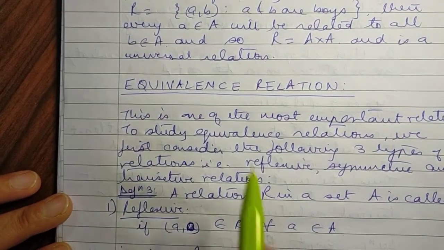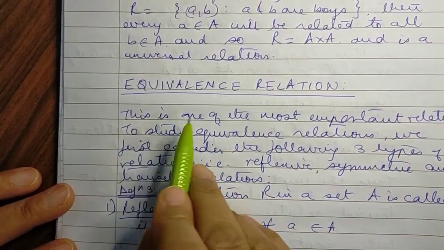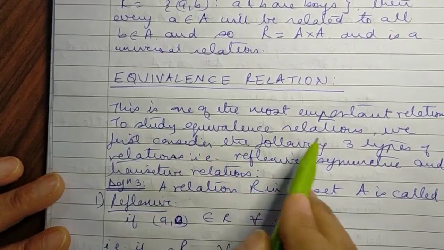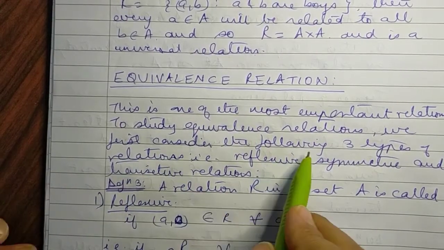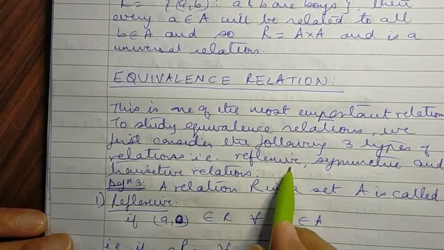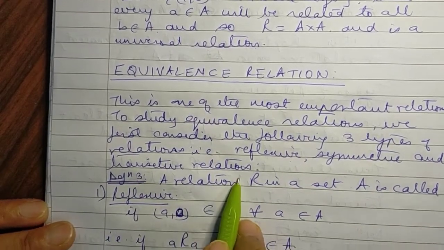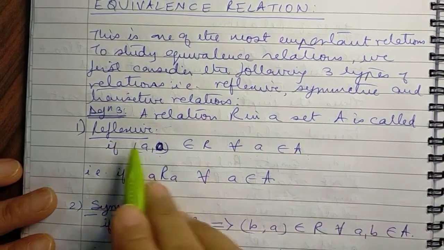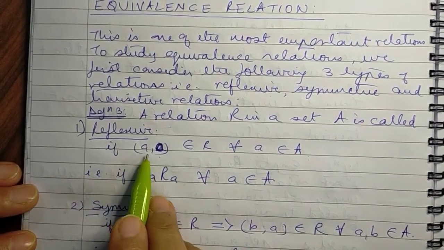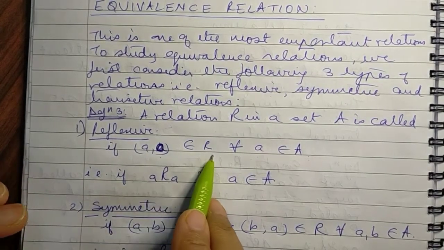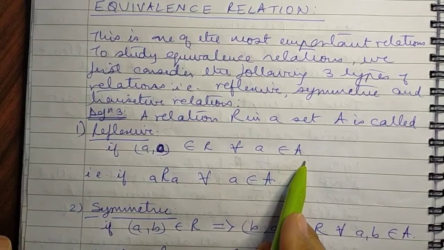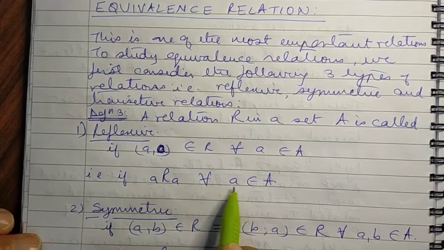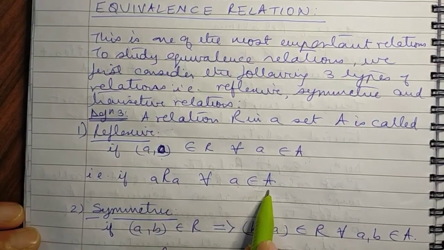Now we come to the next topic, which is equivalence relation. It is the most important relation in mathematics. Now in order to study equivalence relations, we first consider the following 3 types of relations, that is reflexive, symmetric and transitive relations. A relation R in a set A is called reflexive if the ordered pair (a, a) belongs to R for all small a belonging to capital A, that is, if a is related to a for all a belonging to capital A.